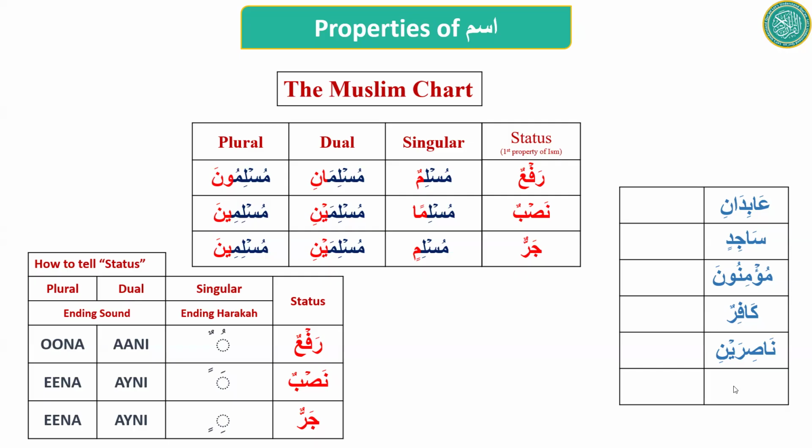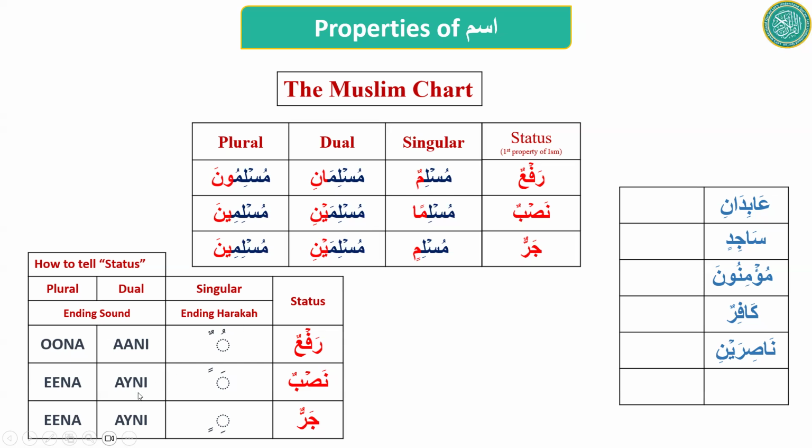Can you read this word where my cursor is moving? Read it. Nasiraini. What is the status of Nasiraini? Rafa, Nasab, or Jar? It is Jar. Could this be Rafa as well? Nasab as well, or no? No. Okay. Look at these words here.